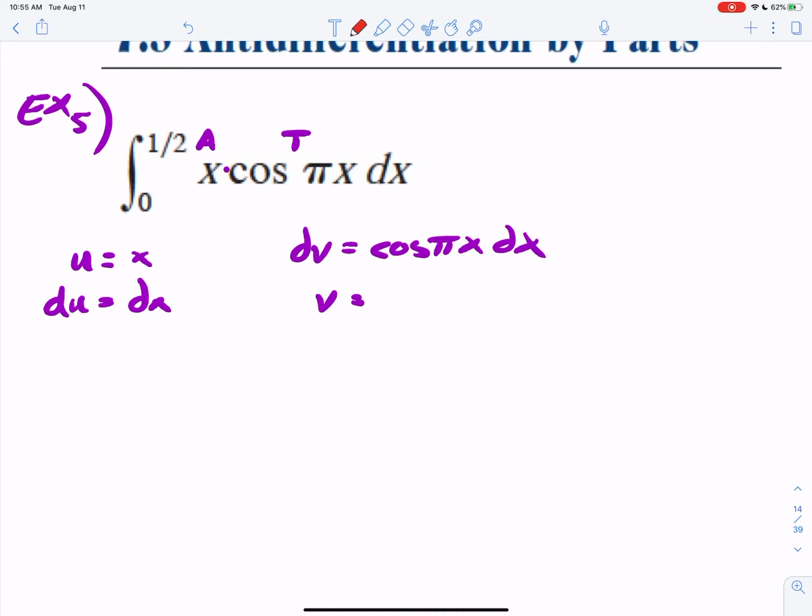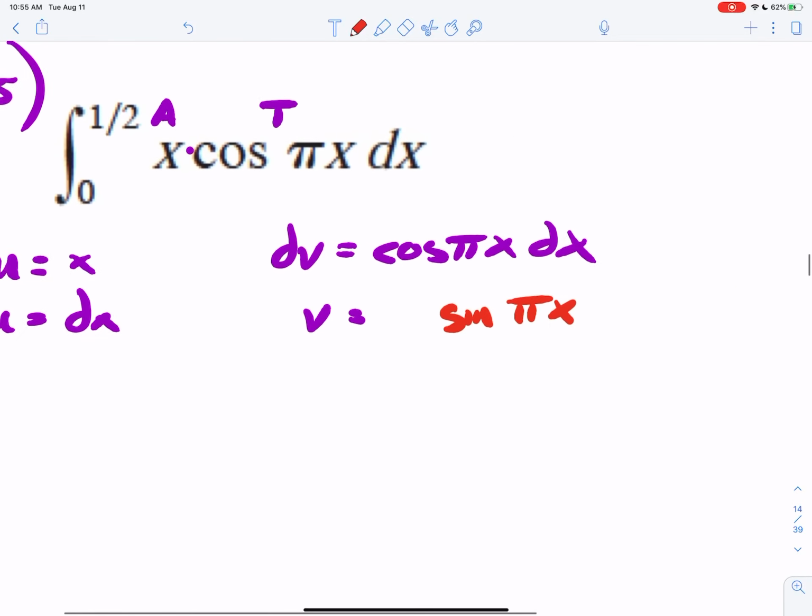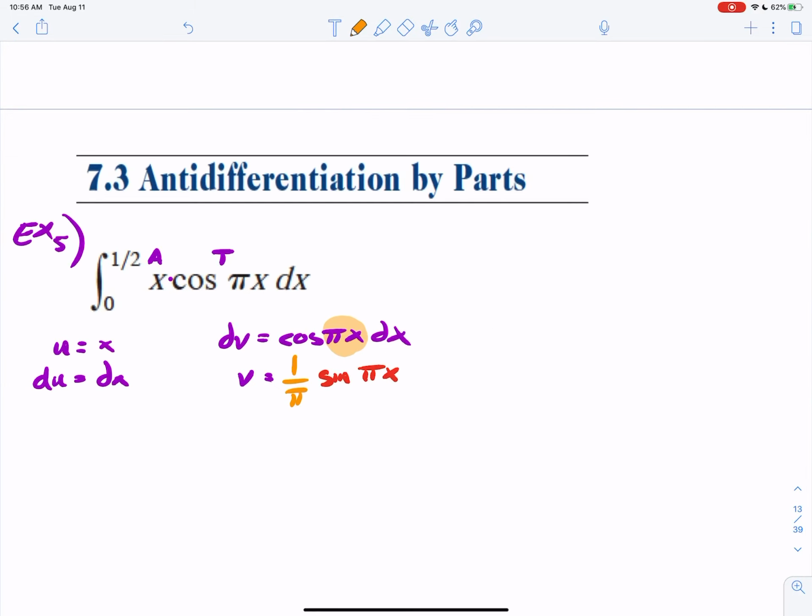This right here is a mental u substitution. You have a function in a function. So what you do is you integrate cosine, which is just sine of pi x, but notice how I left a space right there, right? That coefficient is going to be the derivative of pi x. So the derivative of pi x is just pi, and the reciprocal of pi is going to be 1 over pi. Make sure you guys understand that before we move on, okay?